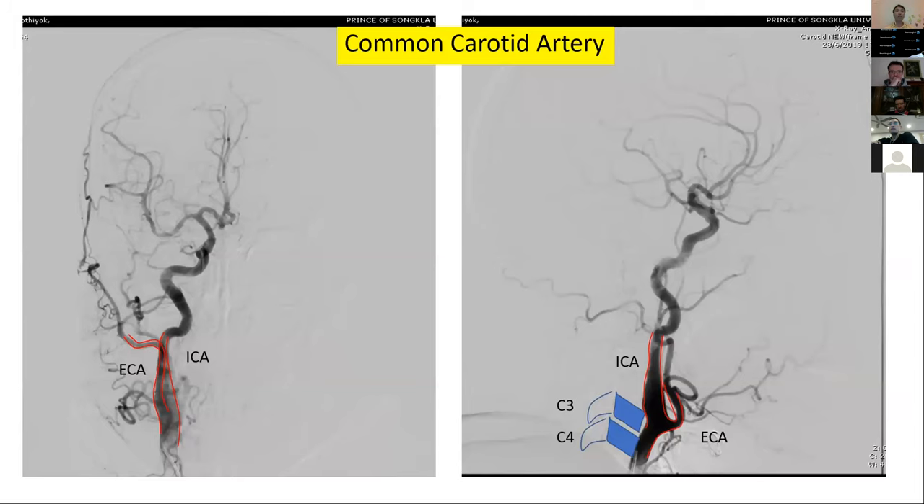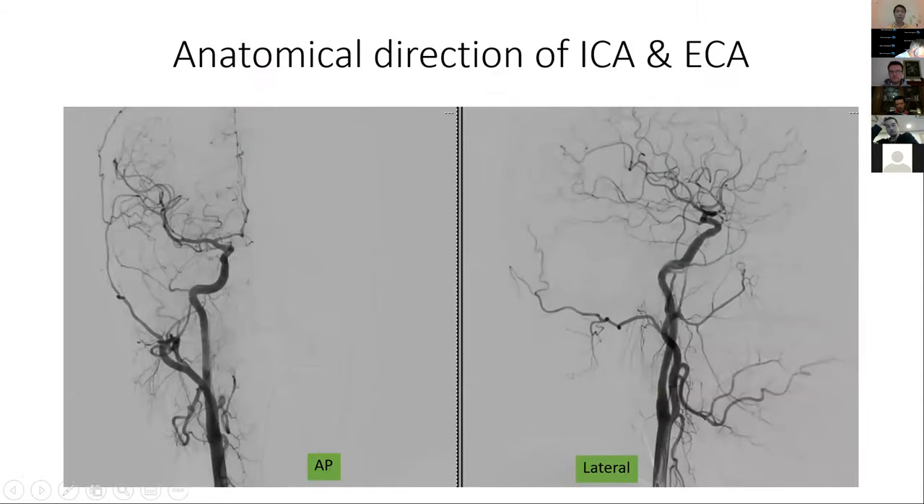So for the common carotid artery, when we see the AP view, the course of the ICA at first can go laterally, then go medially. It's the opposite from the ECA, which goes to the lateral side. For the lateral view, we can see the bifurcation of the common carotid artery, which starts around C3 and C4 of the cervical spine. So when we select it, we just need to know the anatomy.